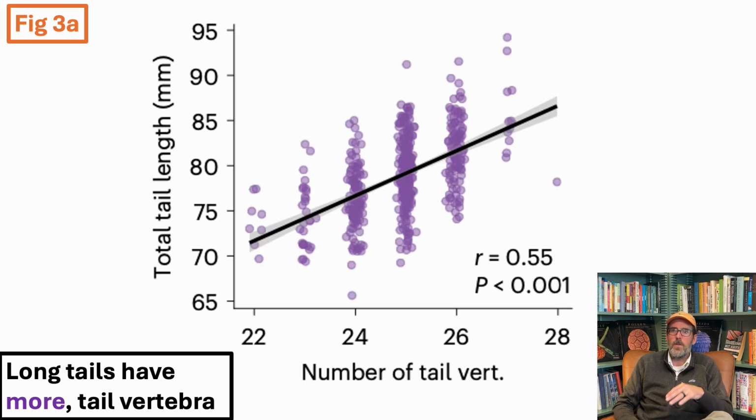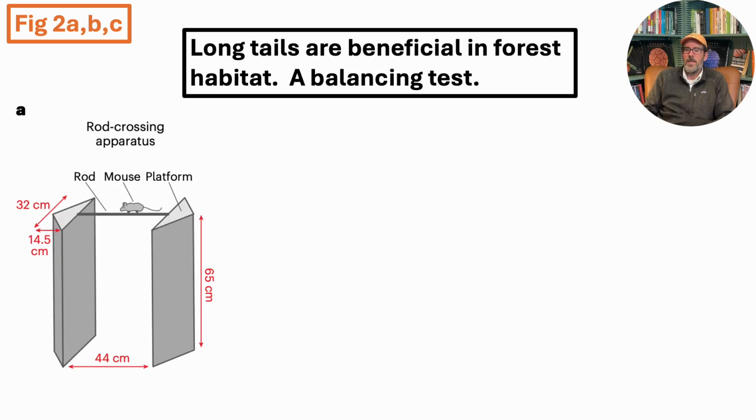The number of tail vertebrae is also strongly correlated with tail length. So both tail vertebra number and length of individual vertebrae matter for total tail length. I love these data. It's a nice allometry presentation. This data is all from the F2 population, not from the parents, but I like the data.